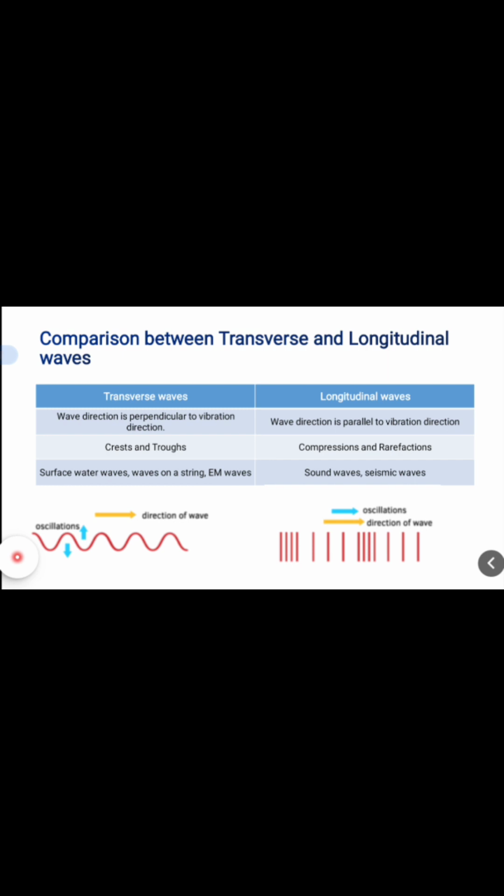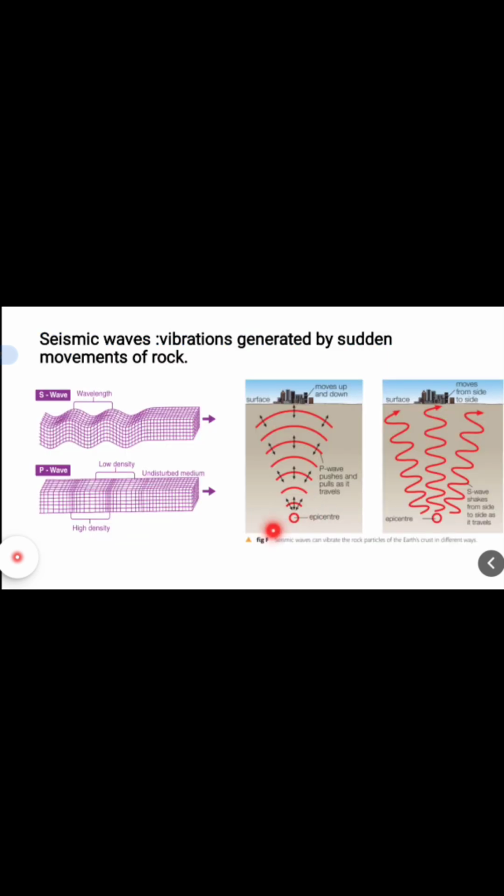It is formed by the rocks cracking under the earth like this. The point where the underground rock is breaking is what we call the focus, okay? From that position, the waves start to move to the surface. That position on the surface is what we call the epicenter. From that epicenter, the vibrations are moving. Many types of waves are formed from that epicenter.